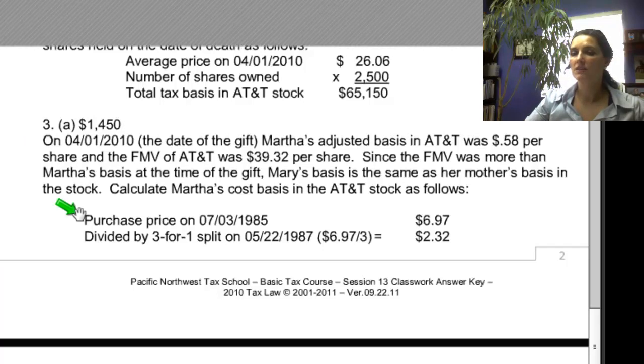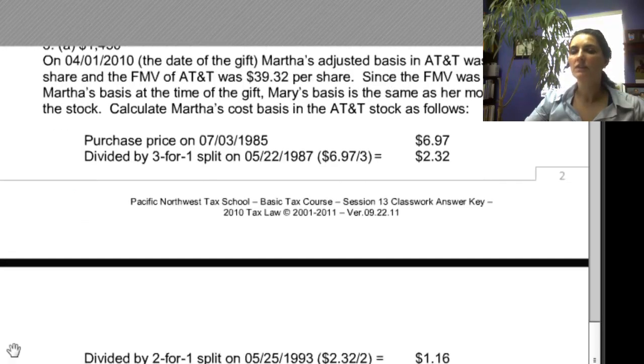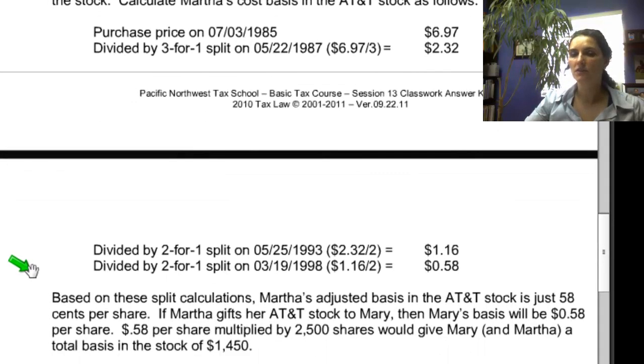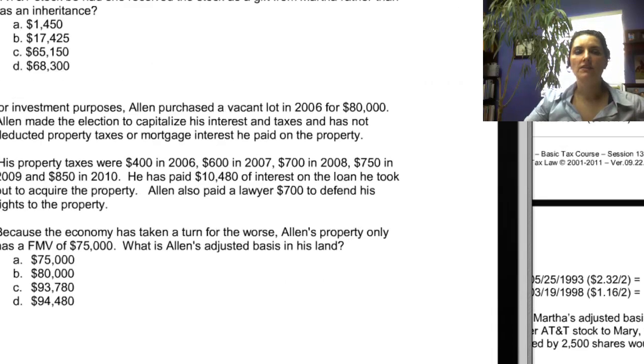We go with the purchase price of $6.97, we divide that by 3, we divide that by 2, we divide it by 2 again. And then we're left with the total number of shares held. Based on these calculations, we end up with a cost of 58 cents per share times 2,500 shares. That gives us $1,450. And on to number 4.